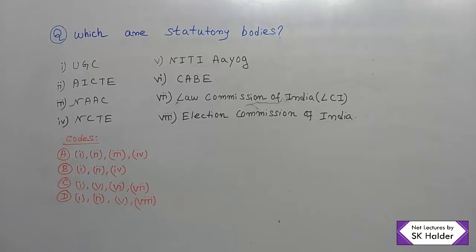Which are statutory bodies? 1. UGC, 2. AICTE, 3. NAC, 4. NCTE, 5. Niti Aayog, 6. CABE, 7. Law Commission of India, LCI, 8. Election Commission of India. In codes, A, 1, 2, 3, 4. B, 1, 2, 4. C, 1, 5, 6, 7. D, 1, 2, 5, 8.